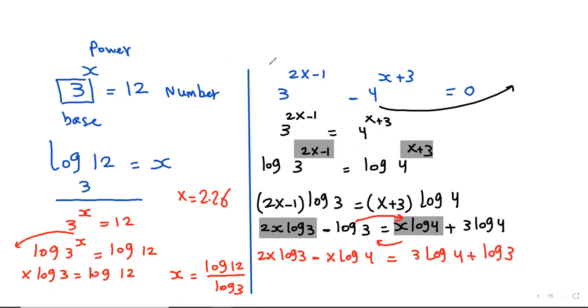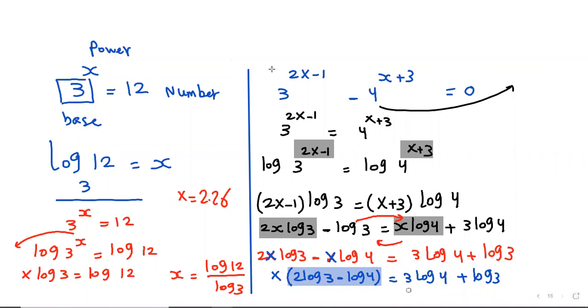After that, you are going to take x as a factor. You are left with x times 2 log 3 minus log 4 equals 3 log 4 plus log 3. What is the next step? To find x, divide by this expression, which is 2 log 3 minus log 4.